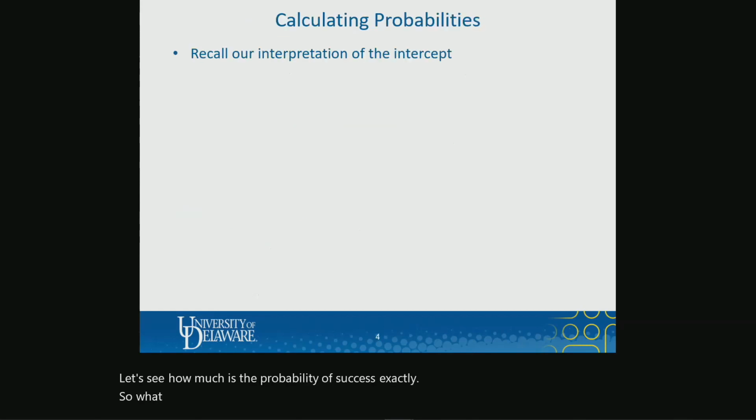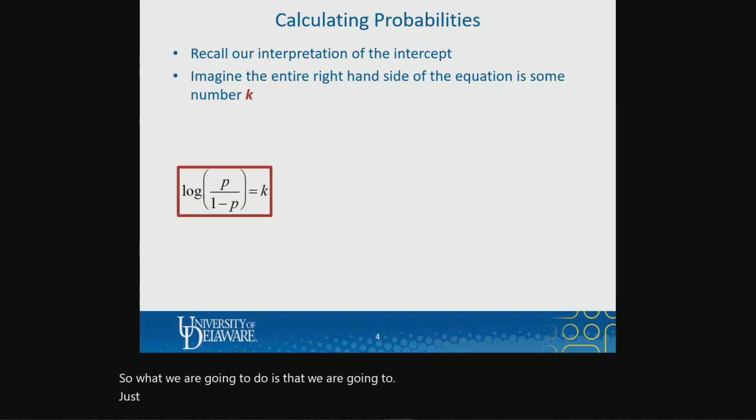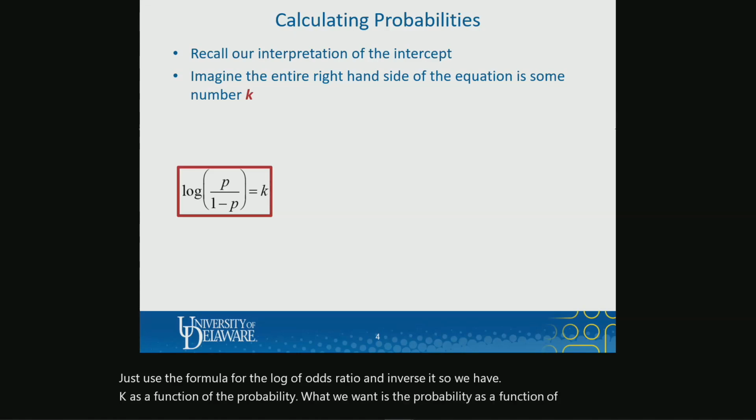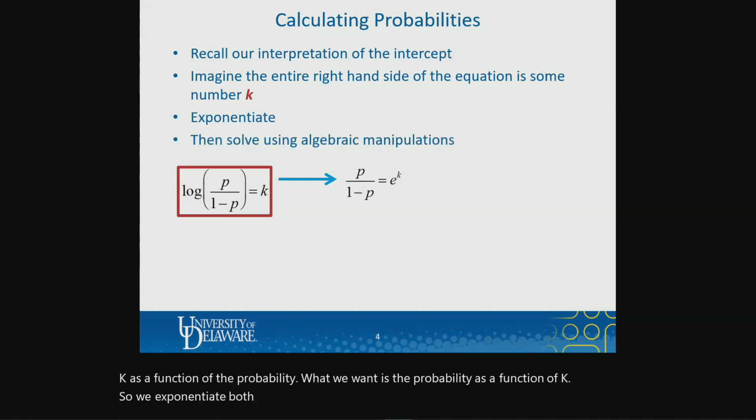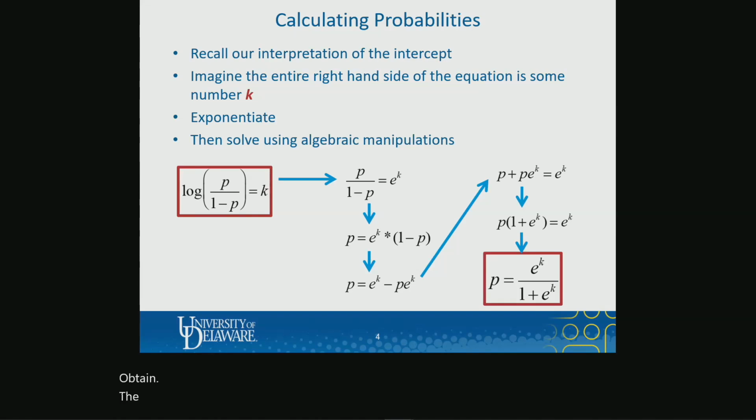What we are going to do is just use the formula for the log of odds ratio and invert it. So we have k as a function of the probability. What we want is the probability as a function of k. So we exponentiate both sides, and then we do some algebra, and we obtain the probability as a function of k. So probability equals e to the k over 1 plus e to the k.